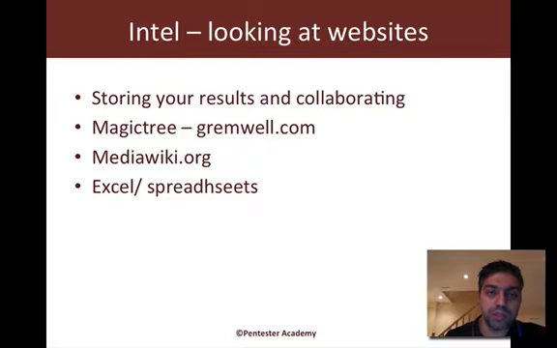So in this video, we're going to be talking about intelligence and looking at websites from a pen testing point of view. Now, you'll recall earlier I mentioned the possibilities of using OneNote and wikis to store your information. Storing your results and collaborating is important. Magic Tree from Gremlin is one possibility. MediaWiki is a pretty decent wiki for this sort of thing, and Excel and spreadsheets will make your life easier.